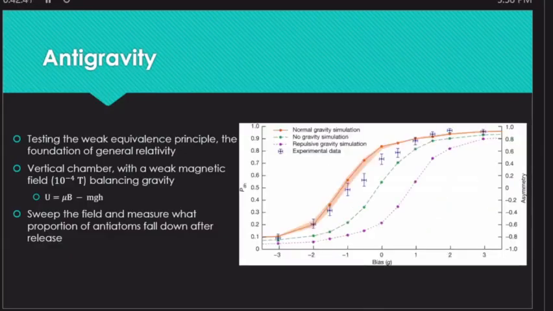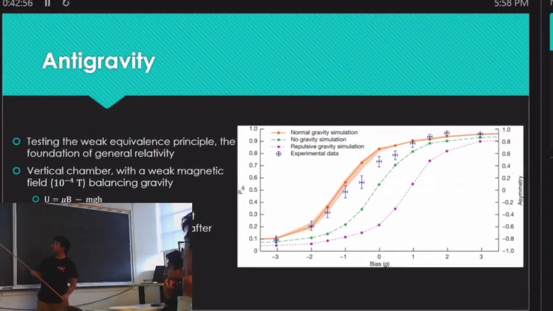So this is one place where simulations come in very handy. You can see in the simulation for normal gravity, at different levels of applied magnetic field, what proportion should fall up and down. So if we're essentially pushing up with the magnetic field, they should all go up. And if we're at zero bias, if you're canceling gravity, it should be about half.